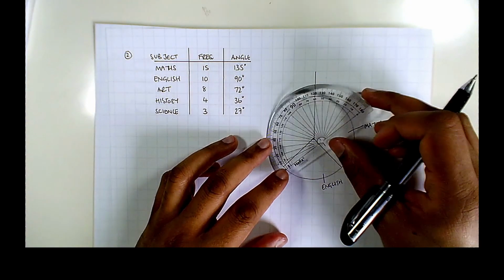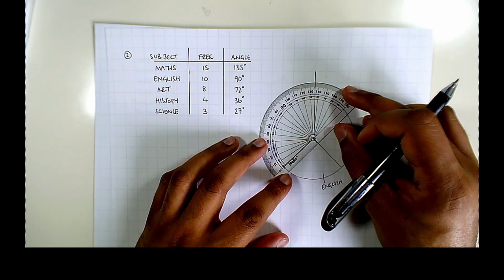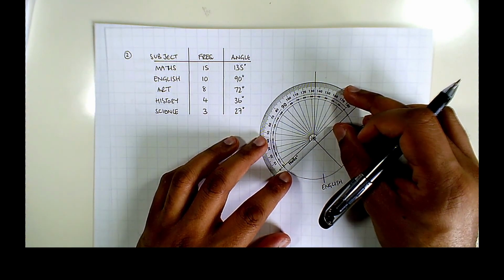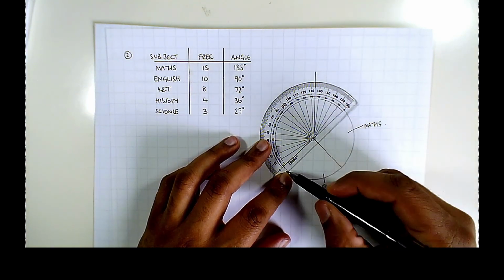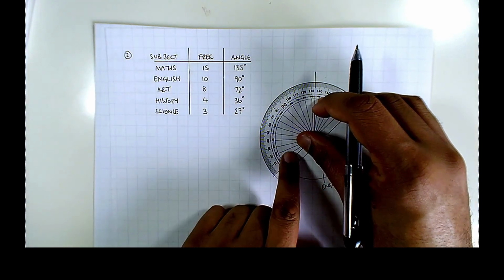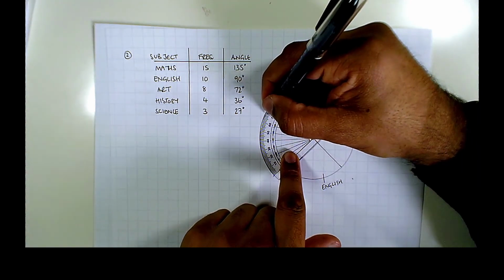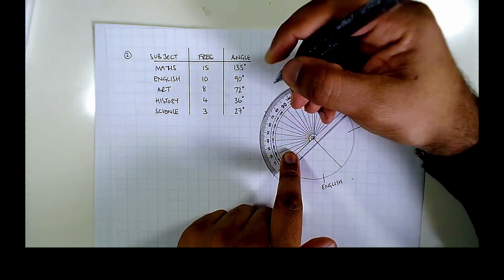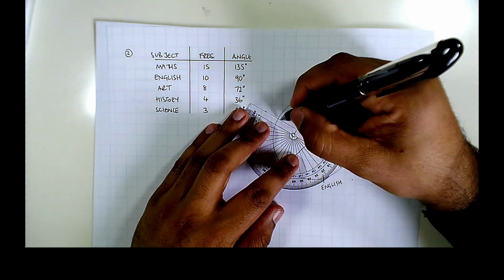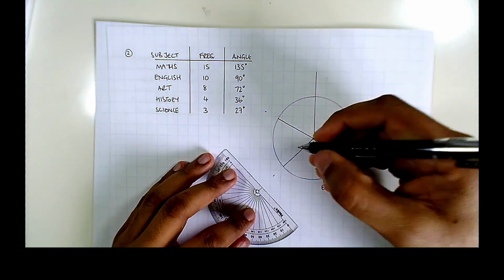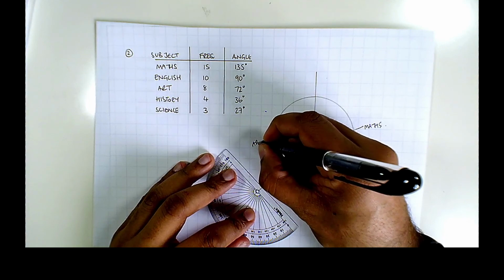Now the next one is 72 degrees. This one, I'm just going to have to take a little bit of extra time. Again, matching everything up: center of the protractor, center of the circle, 0 on the line I've just drawn. Using the outside numbers, I need to find 72, which is there. And again, I'm going to draw a line from that mark to the center, and label that as art.